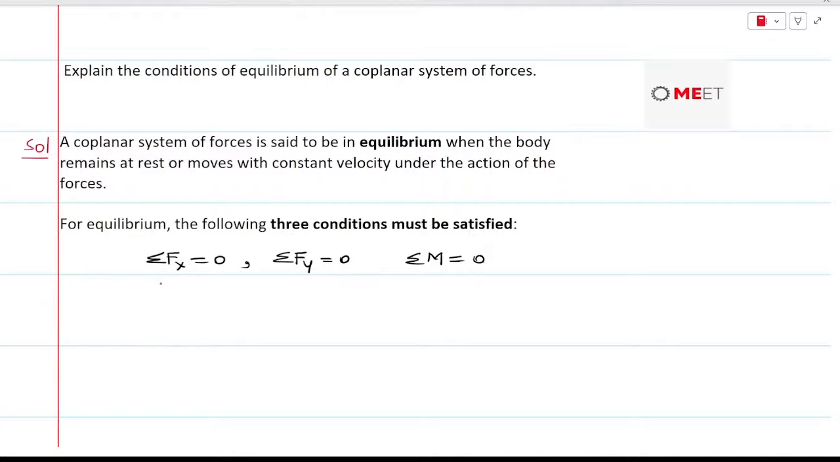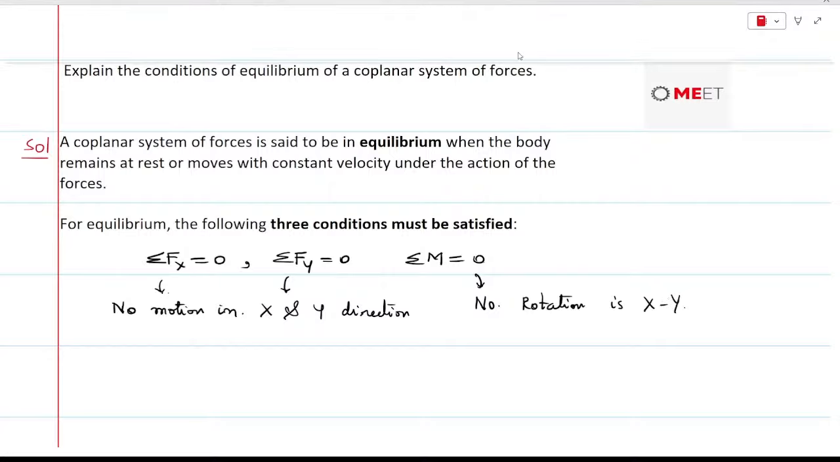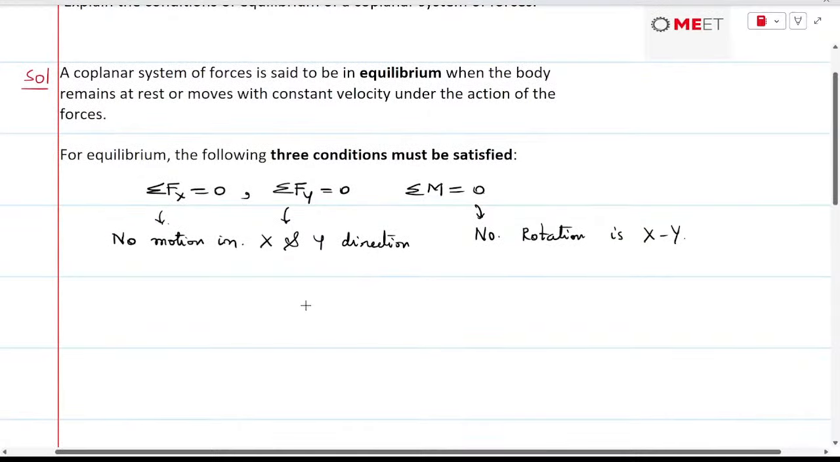Summation of forces in the x direction being zero says that there is no motion in the x direction. No motion in the x and y direction, I can write it. And if the summation of moments is 0, then there is no rotation in the xy plane. So in order to understand this, let me explain it with the help of a simple body.